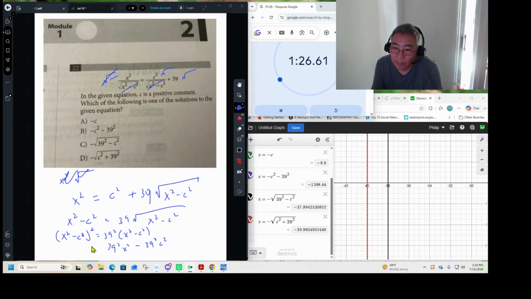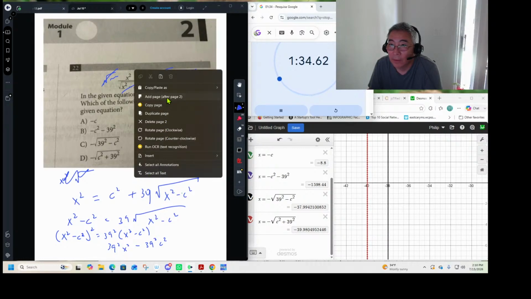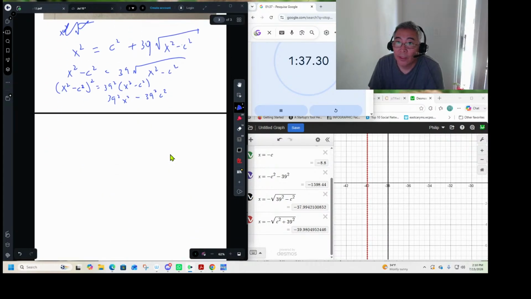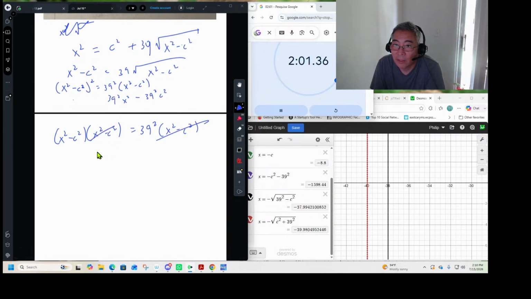And now let's see. I'm going to add a page here. I'm not going to expand this. I'm going to factor it. So let's see. X squared minus c squared times x squared minus c squared. Okay, I did something dumb there. I did not need to distribute that. So I'm going to cancel one of these out. Now I have x squared minus c squared equals 39 squared.